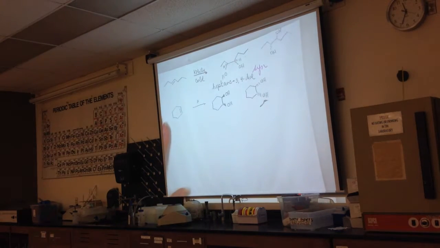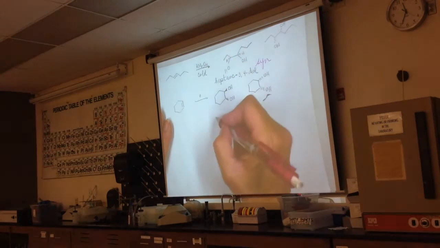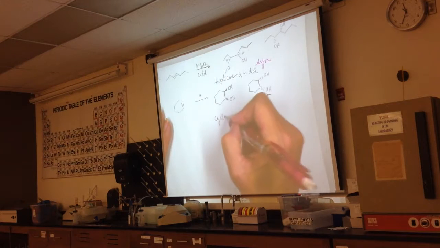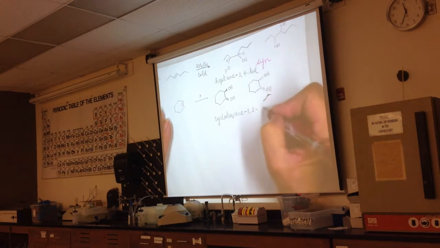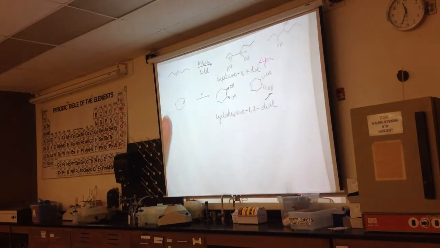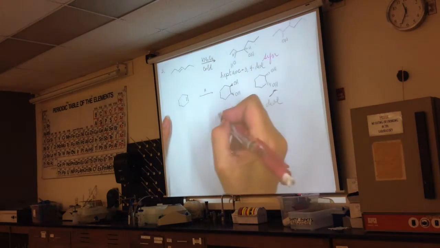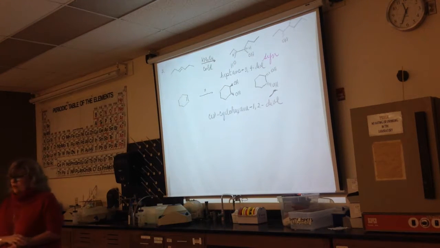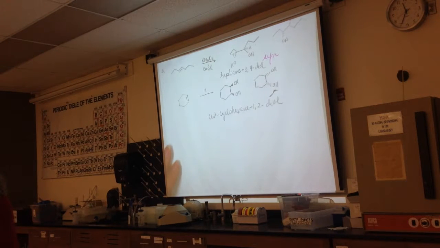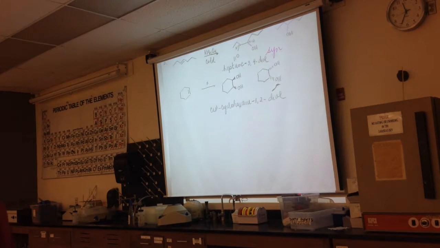Your cyclohexane will be the same thing. It will be cyclohexane 1,2-diol. But because it's a cis, you want to say it also, that it's a cis-cyclohexane-1,2-diol. Everybody okay? All right, let's take a look at number 4.